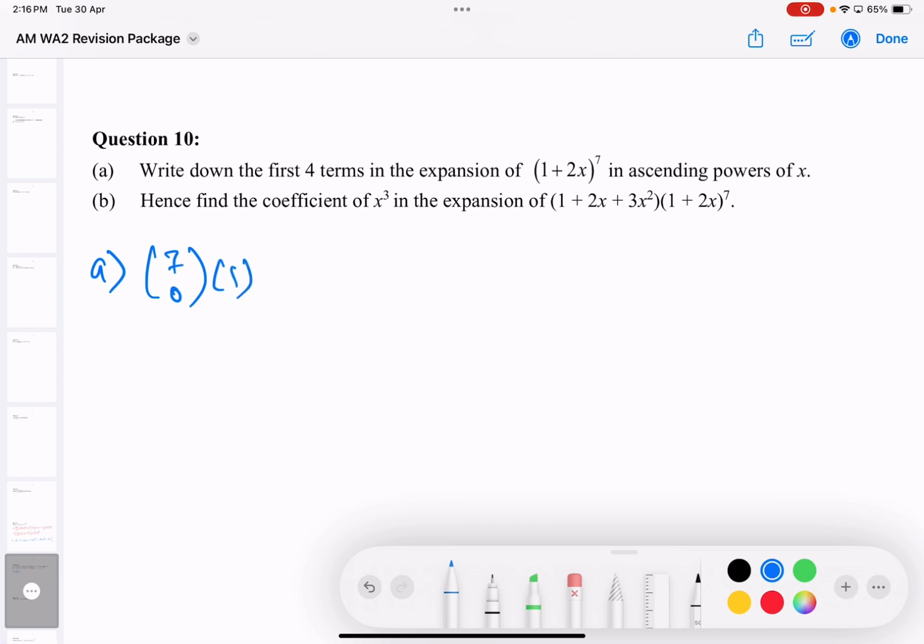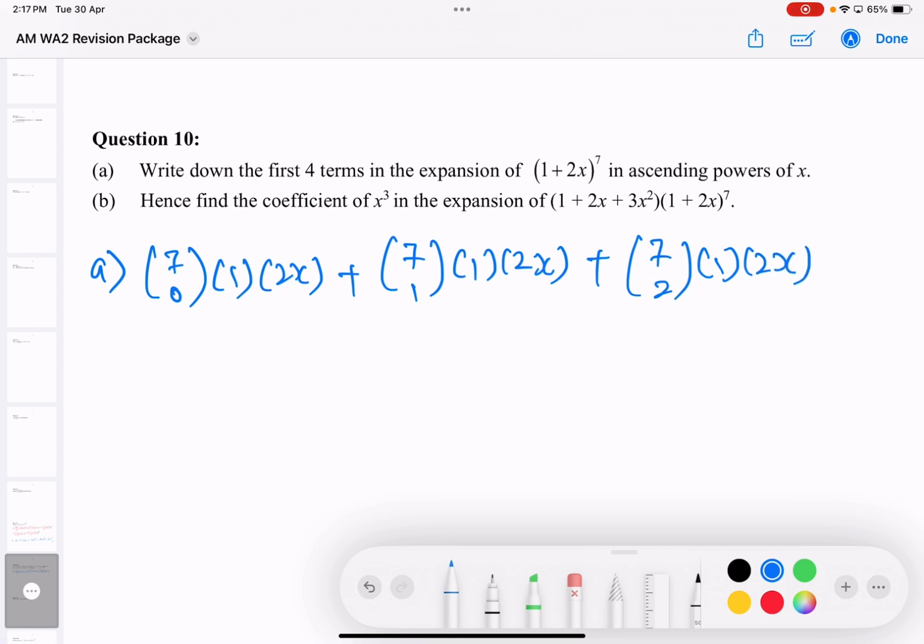7 choose 0, 1, 2x plus 7 choose 1, 1, 2x plus 7 choose 2, 1, 2x. Just one more because they only want you to write down 4 terms. Lucky you. So 7 choose 3, 1, 2x plus dot dot dot. Next, write down the powers. The first one goes to the first one. The second number goes to the second one. Then write it in descending: 6, 5, 4. The other one write in ascending: 1, 2, 3.